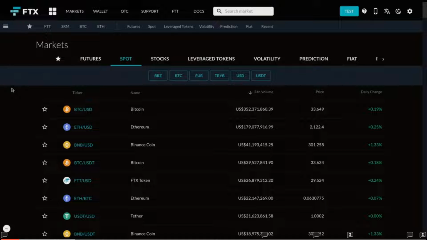Then you would trade it. So you want to obviously buy your first bit of cryptocurrency. The way you're going to do that is through the spot market. So there's spot and then there's futures. They're the two that we're going to talk about today.